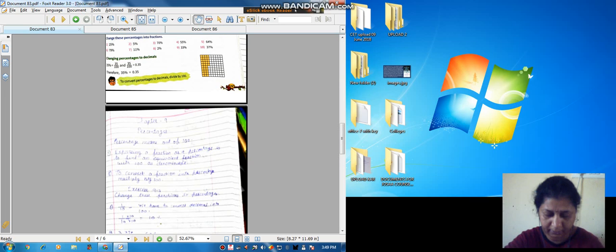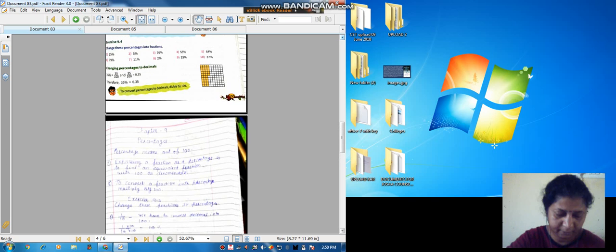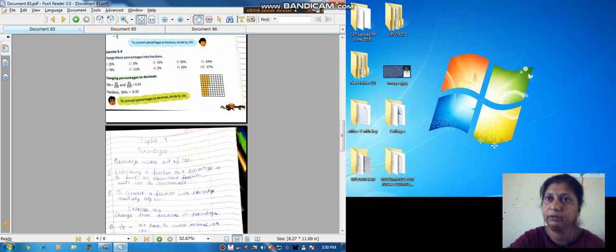पहले हम फ्रैक्शन में कन्वर्ट करेंगे, उसके बाद हम उसको डेसिमल्स में कन्वर्ट करेंगे. So first of all we will solve exercise 9.4 also, this one. 25%, that means 25 upon 100. It is so easy. 5% means 5 upon 100.